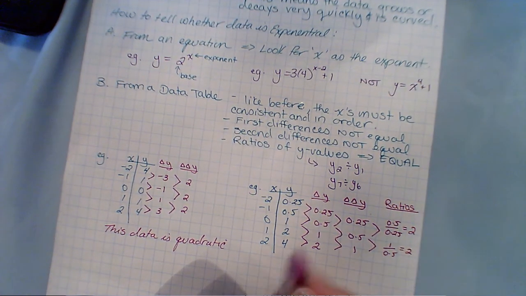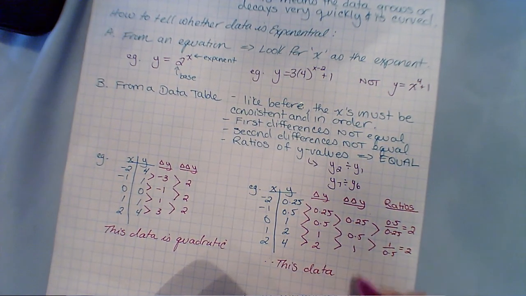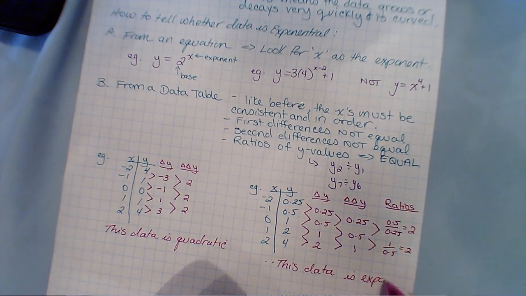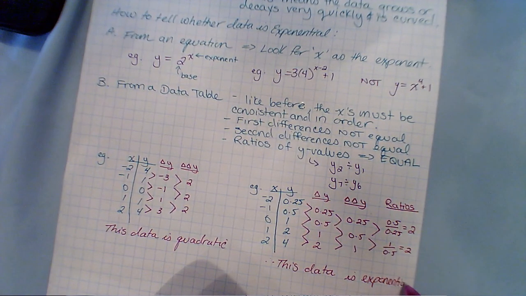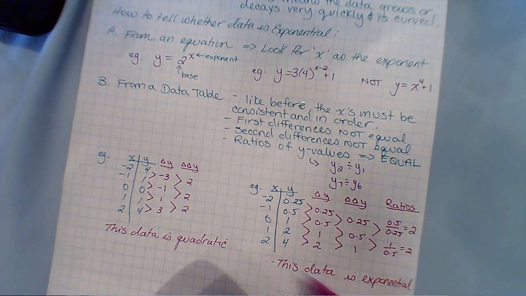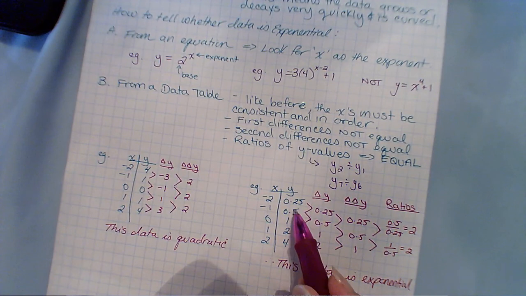They match. Therefore, this data is exponential. And since the numbers are going up, it's actually exponential growth. As we can see, the numbers are increasing quite quickly.